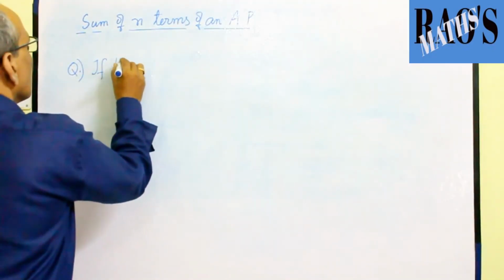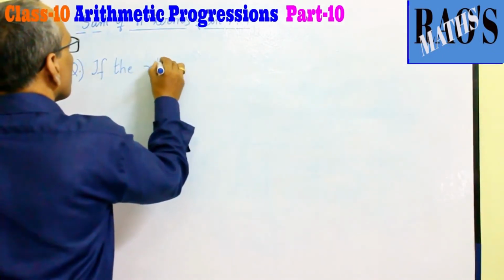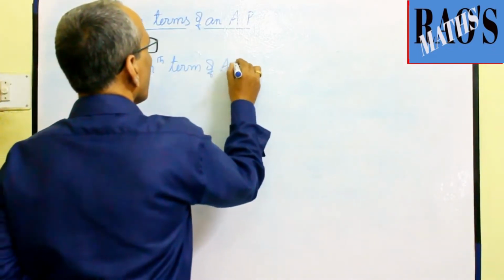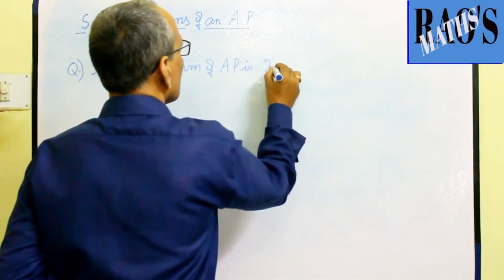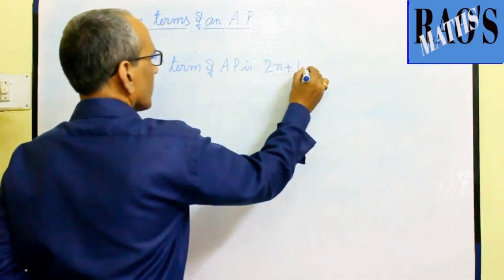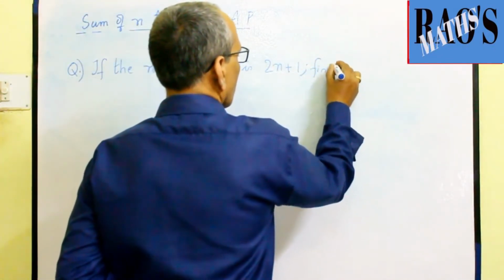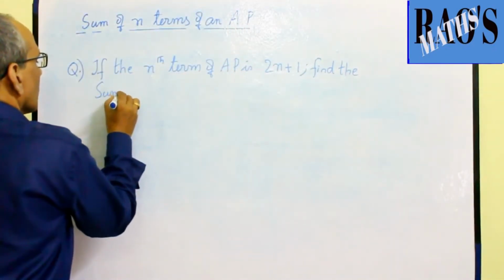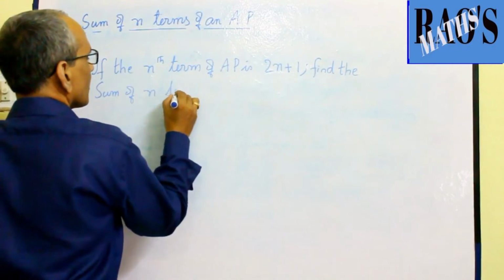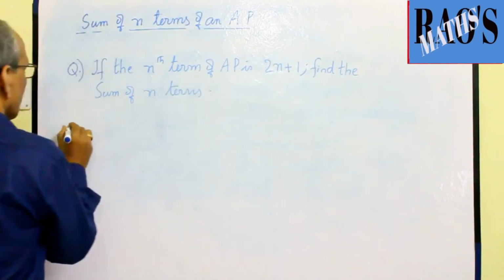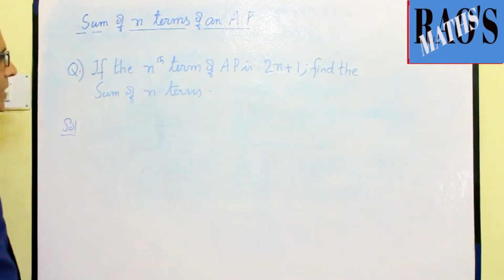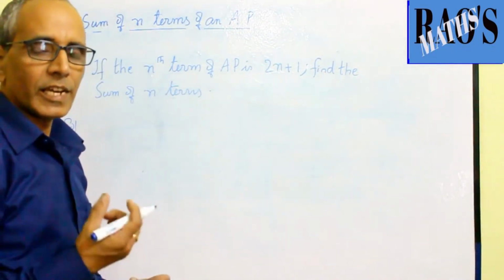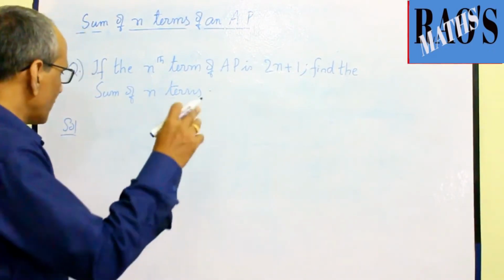If the nth term of AP is 2n plus 1, find the sum of n terms. Okay, you are given the nth term, that means the last term, L. Then what is a, the first term?